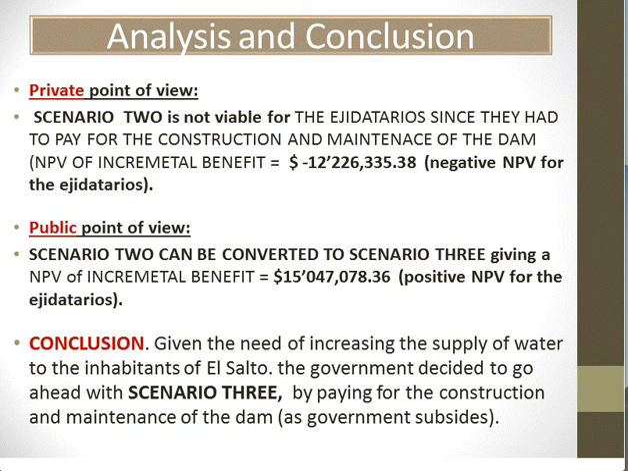And finally, as an analysis, we took two points of view. One, from the private point of view, scenario two is not viable for the ejidatarios since they had to pay for the construction and maintenance of the dam, and the net present benefit would be negative with more than 12 million pesos negative for the ejidatarios. From the public point of view, scenario two can be converted to scenario three, given a net present value of incremental benefit positive with more than 50 million for the ejidatarios.